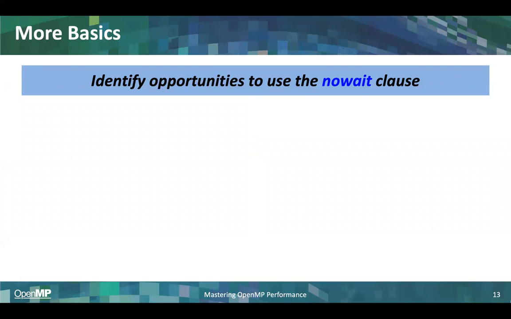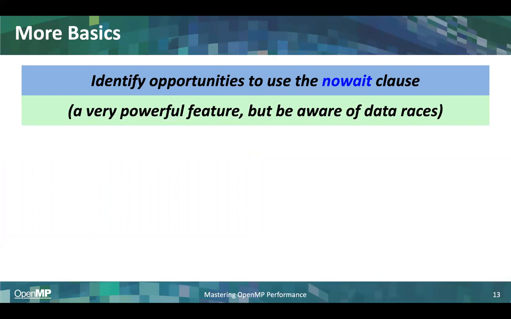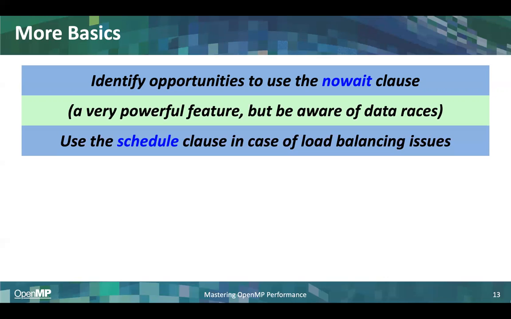So one of the basic things is, once your code is running and you get the right results, start looking for where you might use the nowait clause. It's very powerful, but of course, the challenge is on you to do that in the right way. If you make a mistake and the nowait clause is not allowed to be used, you'll probably get a data race. So be careful, but again, keep in mind it's a very powerful feature.